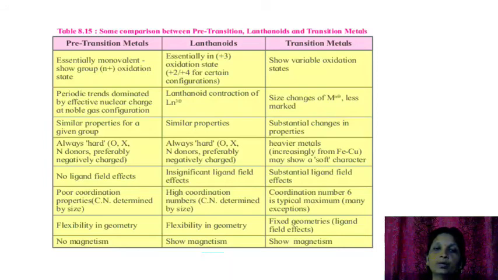Now about the transition metals. They show variable oxidation states. Their size changes along the series. Substantial changes in the properties are found in transition metals. They are heavier metals. About the ligand field effect, substantial ligand field effect is observed in the case of transition metals. The coordination number is typically found to be 6, and transition metals have fixed geometries and they show magnetism. Thank you.